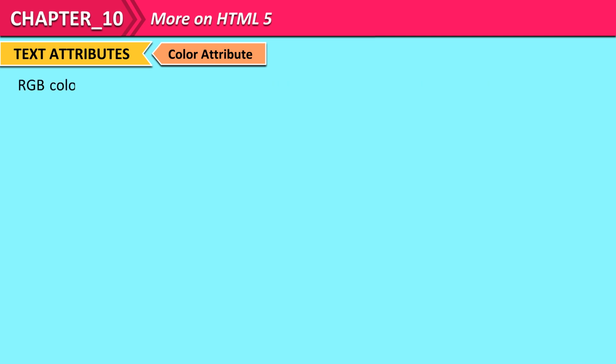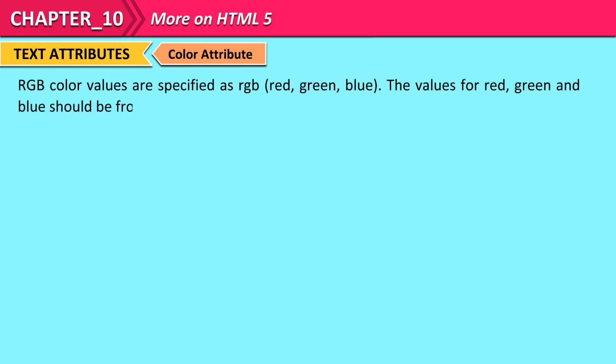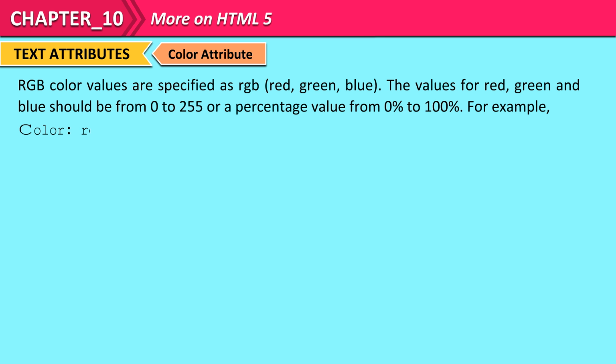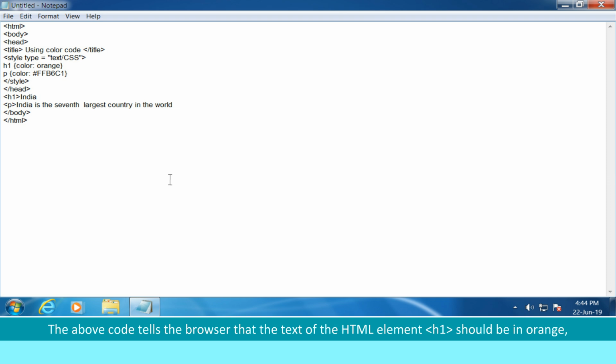For example, color #FFFF00. RGB color values are specified as RGB, red, green, blue. The values of red, green, and blue should be from 0 to 255 or a percentage value from 0% to 100%. For example, color RGB 255,165,0, color RGB 0%, 100%, 0%. The above code tells the browser that the text of the HTML element H1 should be in orange and the text defined by the P element should be in the color given by the code #FFB6C1.